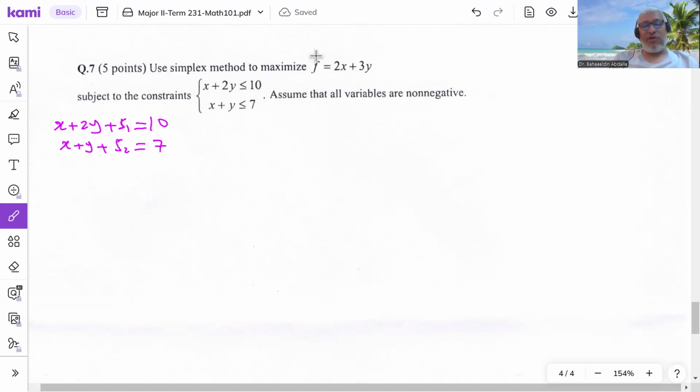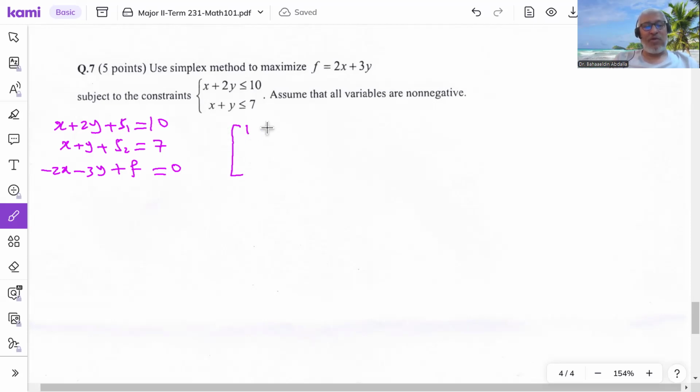And the objective function, I should change everything from the right-hand side to the left-hand side. So 2x, when you bring it to the left, would be negative 2x. 3y, when you bring it to the left, would be negative 3y. And I have already f on the left-hand side, and the right-hand side would be 0. After this step, I can write the first matrix. First matrix, you write the coefficients.